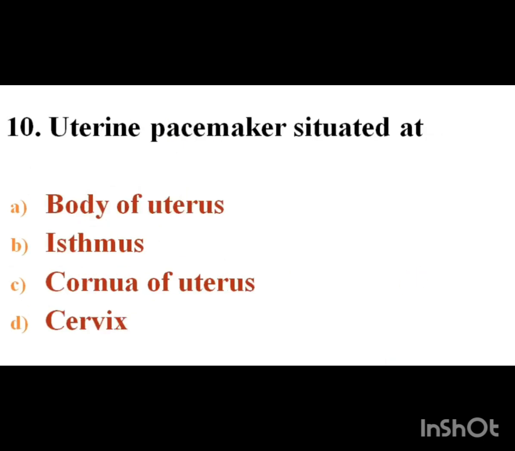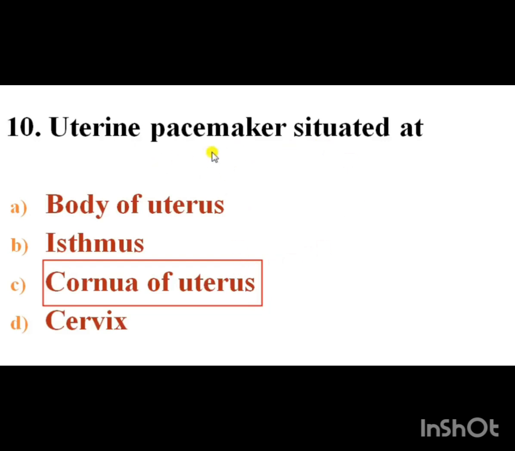Next question, the uterine pacemaker is situated at. Options: A, body of uterus; B, isthmus; C, cornua of uterus; D, cervix. Answer is C, cornua of uterus. So the uterine pacemaker is situated at the cornua of uterus.